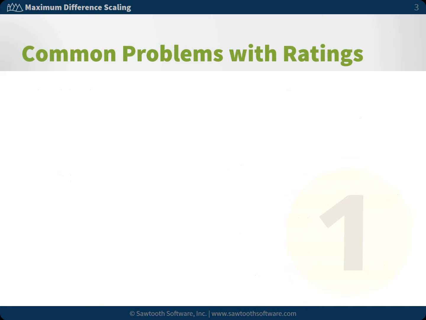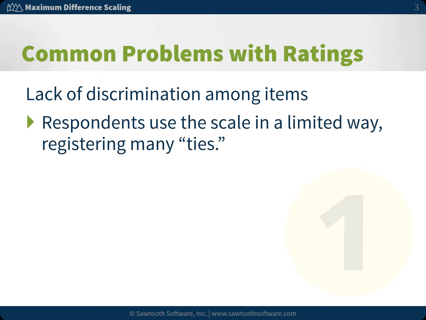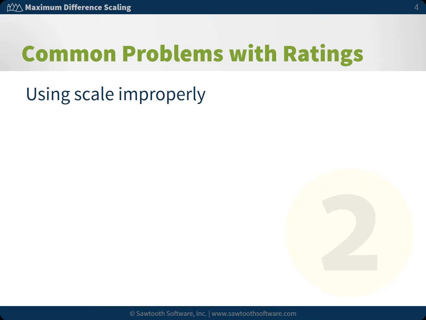However, there are a number of problems with rating scales. First, there is a lack of discrimination among items. Respondents use the scale in a limited way, registering many ties. Increasing the number of scale points doesn't solve the problem. Second, depending on the respondent's culture, age, or educational background, they may not be able to understand how to use the scale properly. Third, there is often scale use bias.